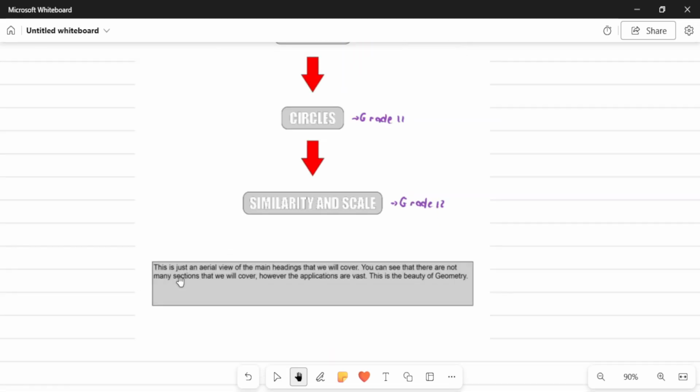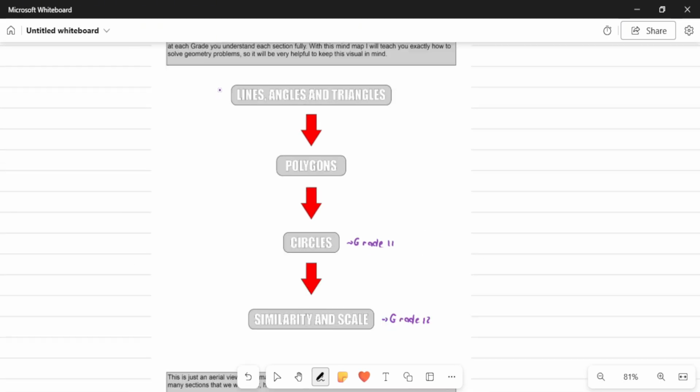Okay. This is just an aerial view of the main headings that we will cover. You can see that there are not many sections that we will cover. However, the applications are vast. And this is the beauty of geometry. If I have to put it in a nutshell, geometry is just basically made up of these 4 topics. But the applications that we can get from this is vast. And that's the reason why there's not many things that you actually need to know. But we can use this in many real-world applications.